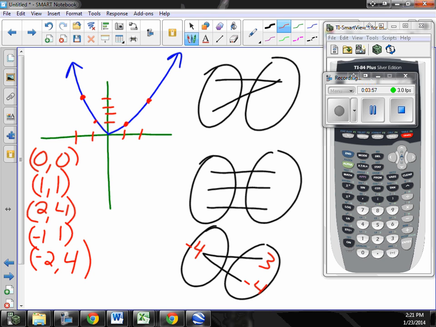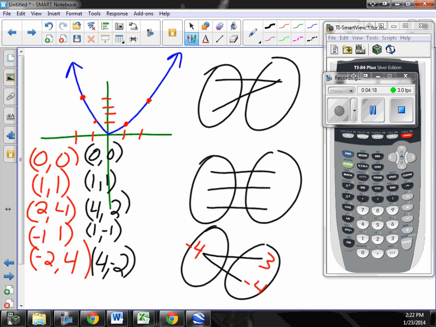So the inverse of this graph is going to turn all of the x's to y's and y's to x's. So it would look like this. 0, 0 didn't change. 1, 1 also didn't change. 4, 2, 1, -1, and 4, -2. So now I'm going to graph the new set. 0, 0 didn't move. Here and here. Here and here. So that is my new graph.